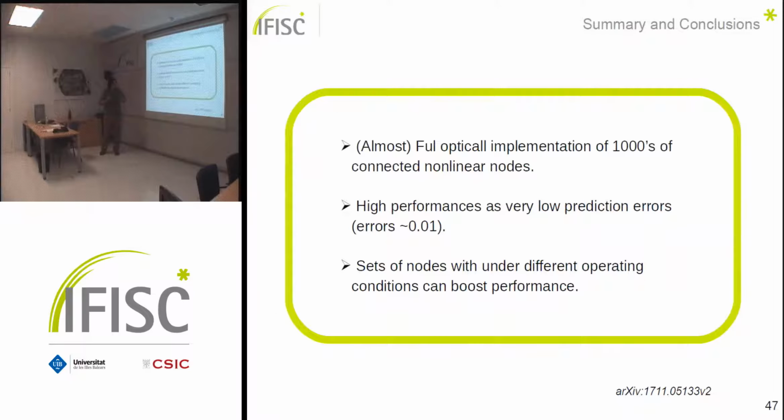So just to wrap up everything that we have explained today, I have shown you an almost full optical implementation of thousands of nonlinear interconnected nodes. We have seen that performance can be very high, providing very low prediction errors, and this is while we have been using Boolean output weights, which can become a strong limitation for the performance in our system. And we have seen how using a set of nodes with different operating conditions can be so beneficial for your system.